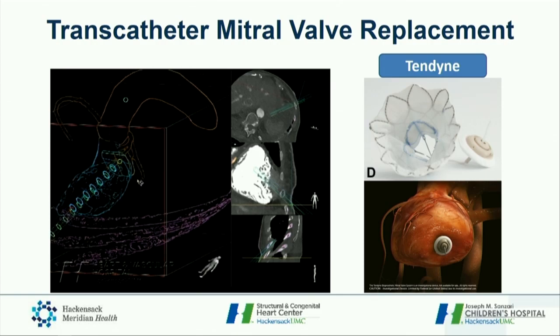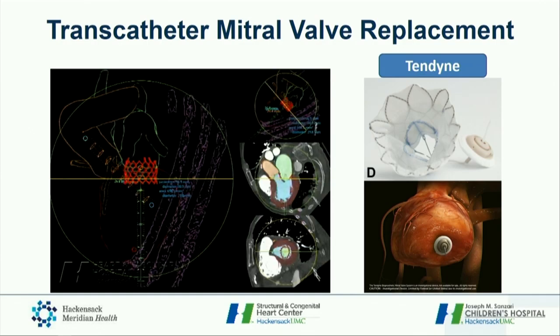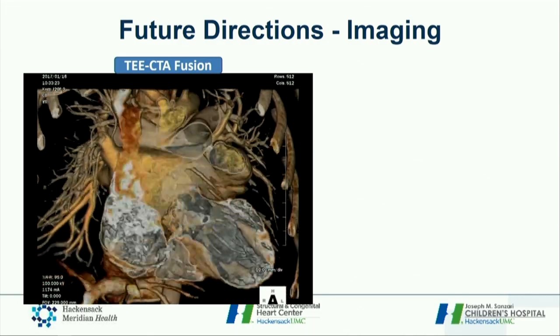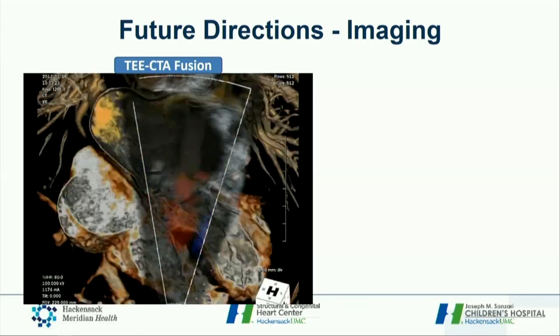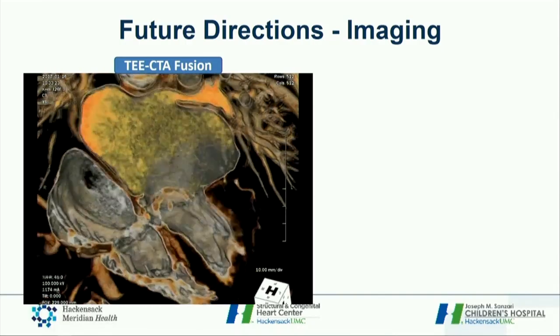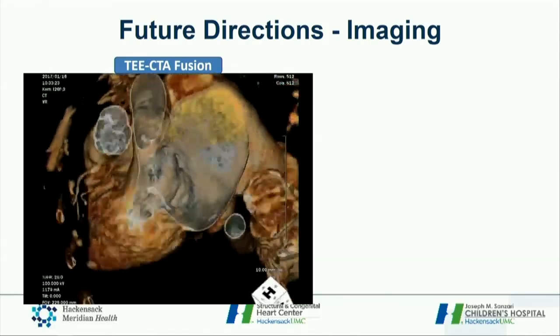Especially with Tendyne, my comment is that if we're going transseptal with Tendyne, I think a huge part of it would be trying to find a percutaneous approach to transapical access. And for the future directions we're looking at, some of it is motion compensation from the CT. If we can identify a way to use multiphasic fusion, that would be great. And also to reduce the amount of contrast and radiation, if we can fuse TE to CTA.